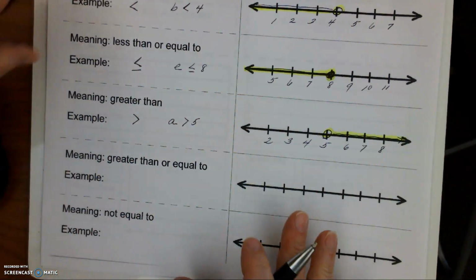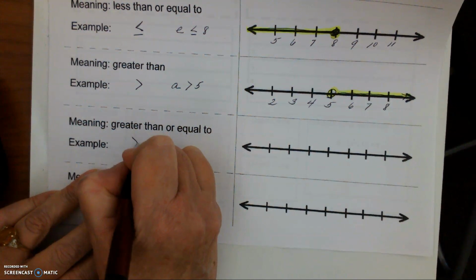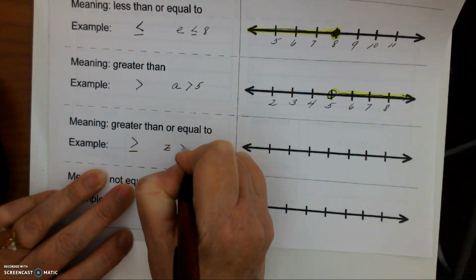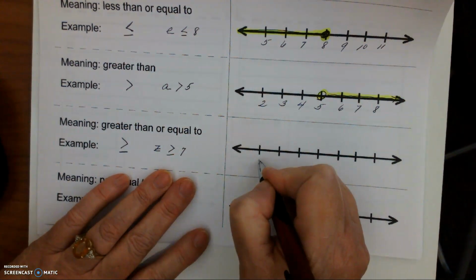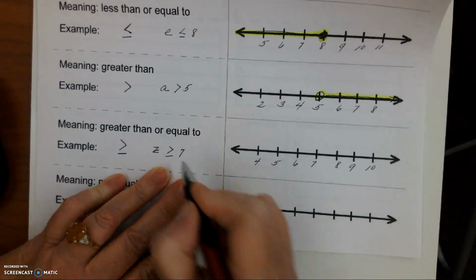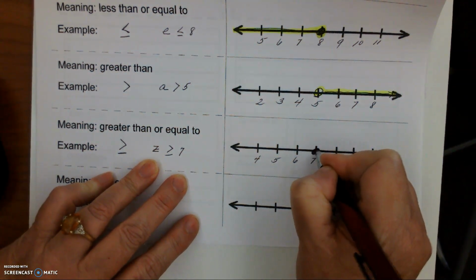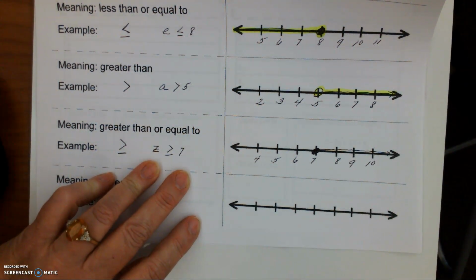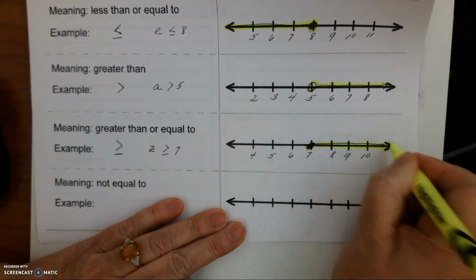The next one, make sure I pull this up so you can see it, is greater than or equal to. So Z, as an example, is greater than or equal to 7. So again, we have to graph the solution. And we're going to look at the constant, which is 7. And since it has a greater than or equal to, it's going to be a solid circle. And again, it's going to go to the right because it's greater than 7. So here again, we have the circle. We go to the right.